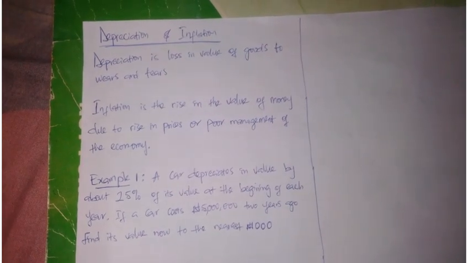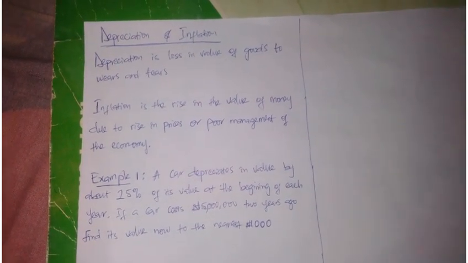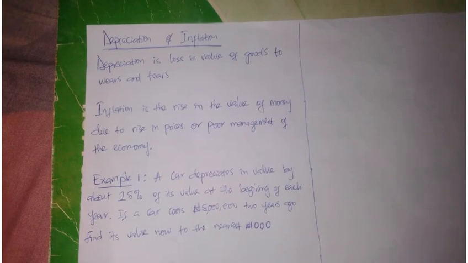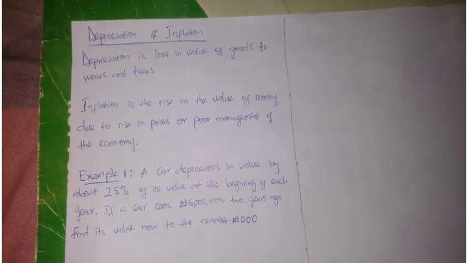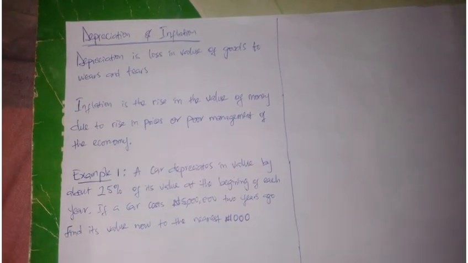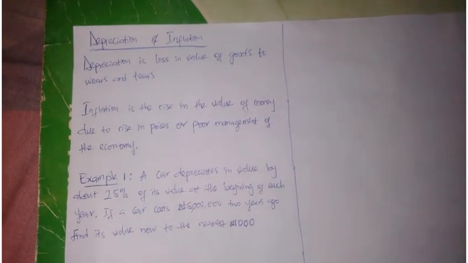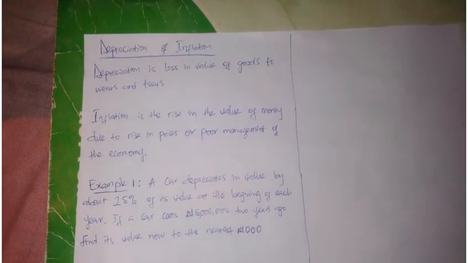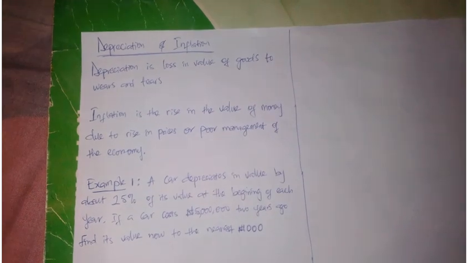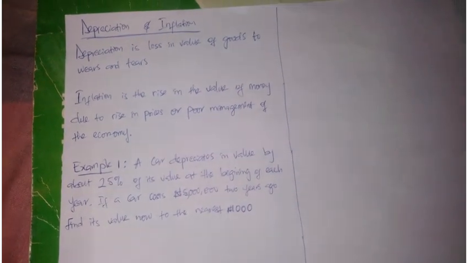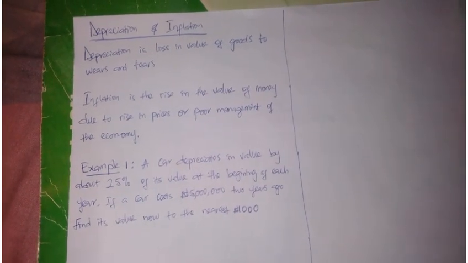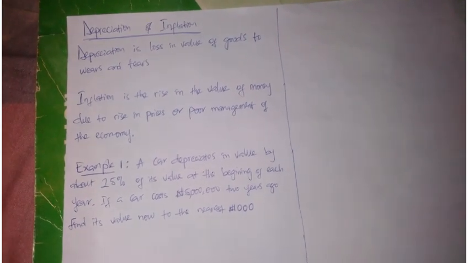Now, what do we say depreciation is? Depreciation is the loss in value of goods due to wear and tear. That is, after a good has been purchased and it's in the process of use, the particular good is said to have wear and tear. Why? Because it is being used, so that is relatively depreciation.